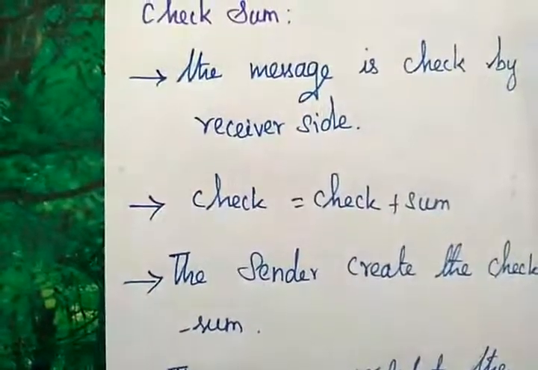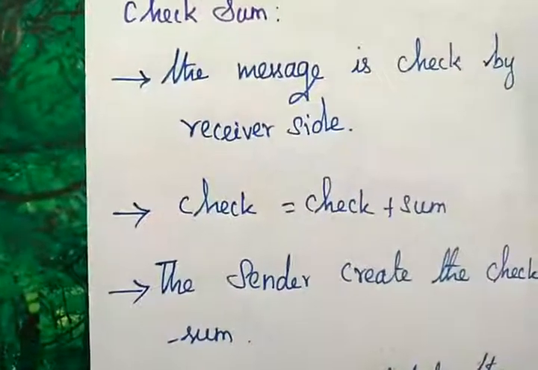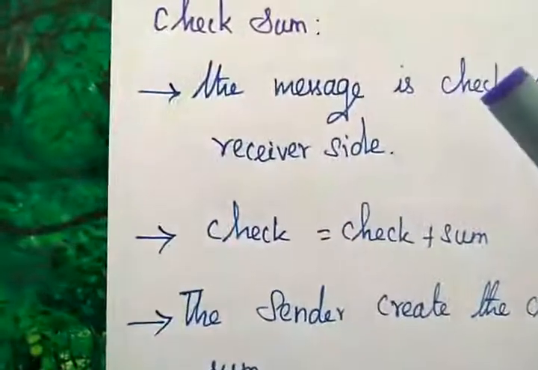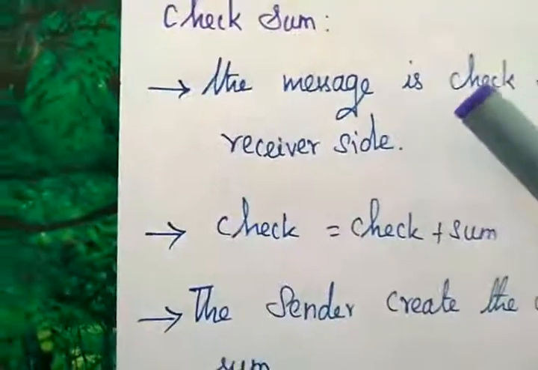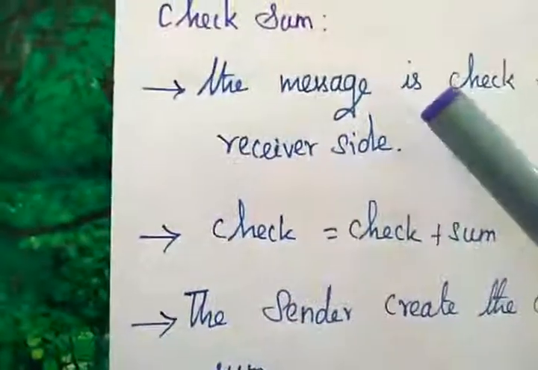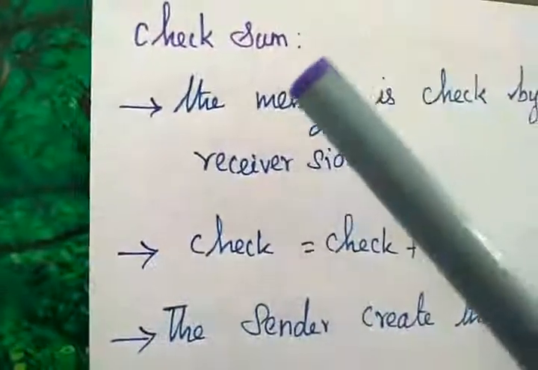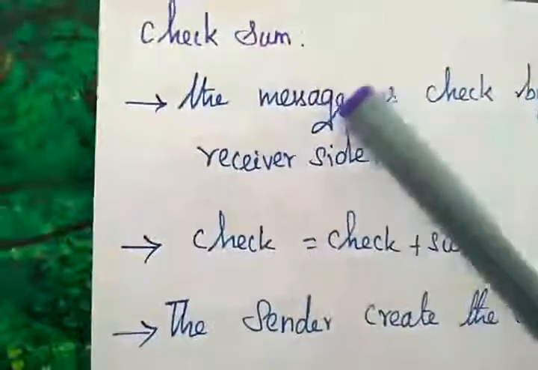Today we are going to discuss checksum. This checksum is one type of redundancy. Already we have seen CRC, cyclic redundancy checking. This is the fourth type of redundancy checking.